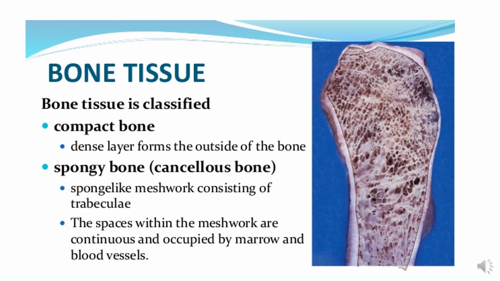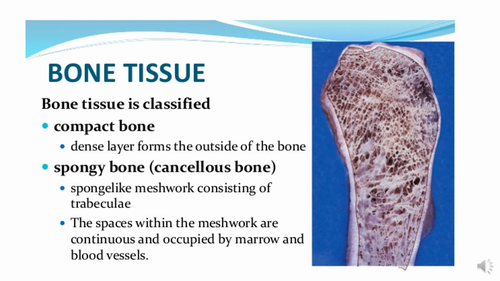Bony tissue is composed of two types: the compact bone or cortical bone, and the spongy bone, also known as the cancellous or trabecular bone. Now the compact bone makes up almost 80% of the body bone mass. It is made up of a large number of parallel tube-shaped units called osteons, or the Haversian system. We will discuss them in a later slide.